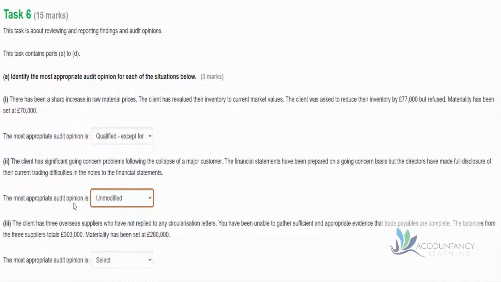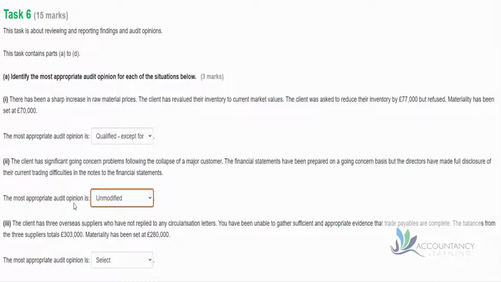Then part 3, the client has 3 overseas suppliers who have not replied to any circularization letters. Remember, that's where we're going to write to the customers and ask them to confirm how much they owe us. So you've been unable to gather sufficient and appropriate evidence that trade payables are complete. The balances from the 3 suppliers total 303,000 and materiality has been set at 280,000. So do the financial statements give a true and fair view? Well, we don't know.